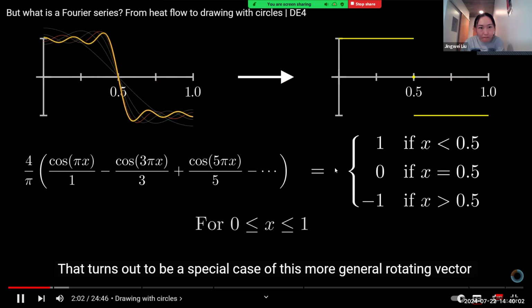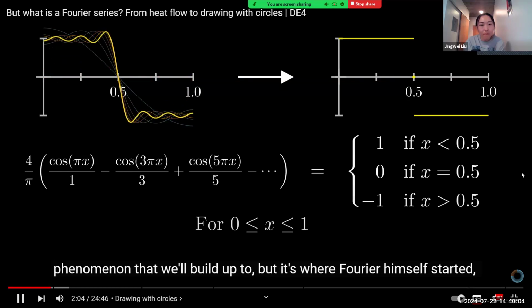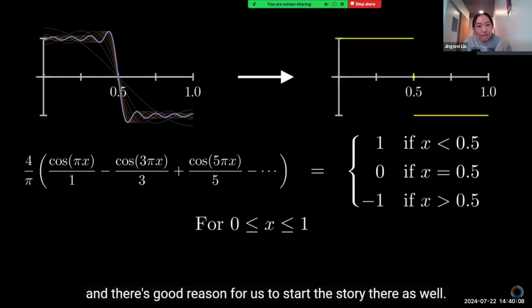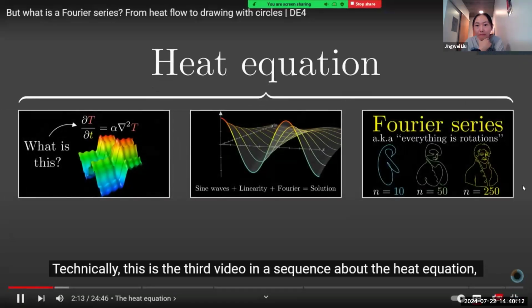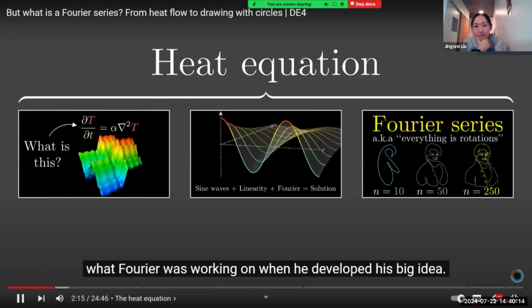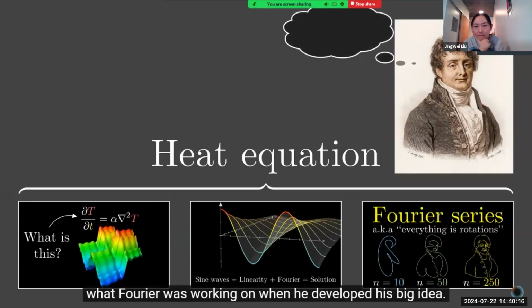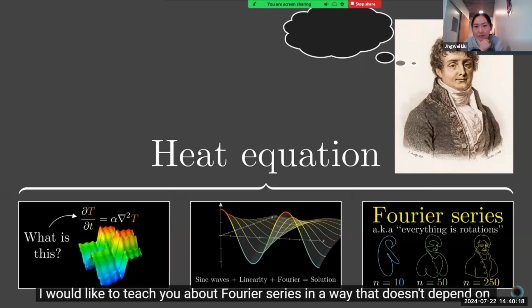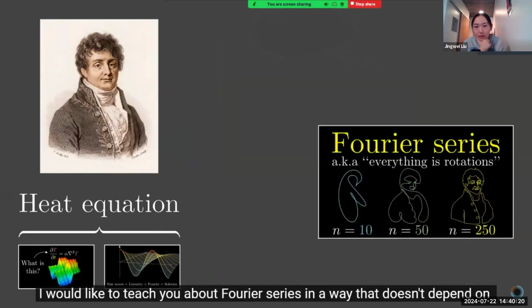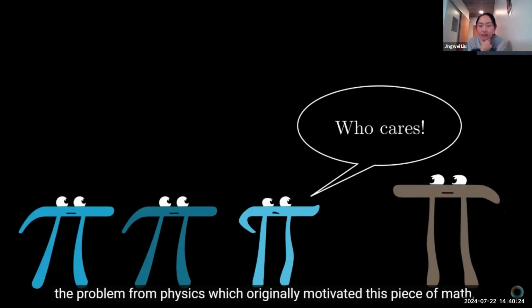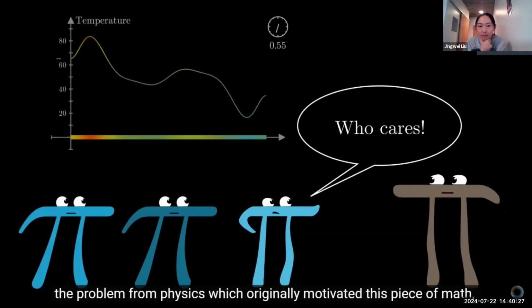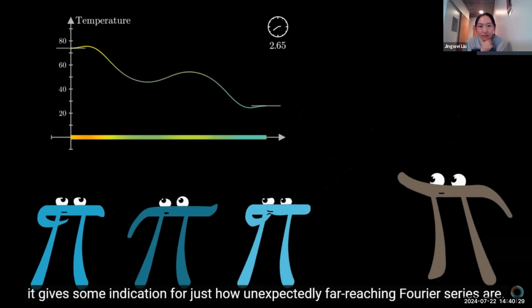A special case of this more general rotating vector phenomenon that we'll build up to, but it's where Fourier himself started, and there's good reason for us to start the story there as well. Technically, this is the third video in a sequence about the heat equation, what Fourier was working on when he developed his big idea. I would like to teach you about Fourier series in a way that doesn't depend on you coming from those chapters, but if you have at least a high-level idea for the problem from physics which originally motivated this piece of math, it gives some indication for just how unexpectedly far-reaching Fourier series are.